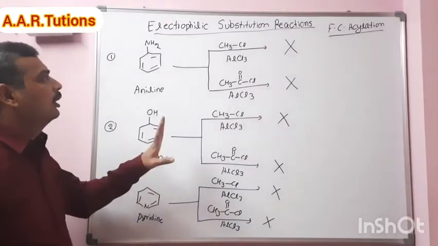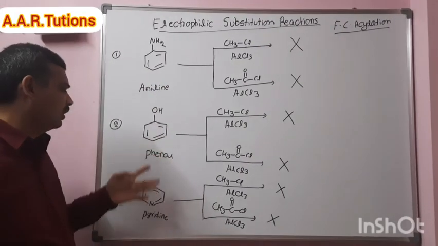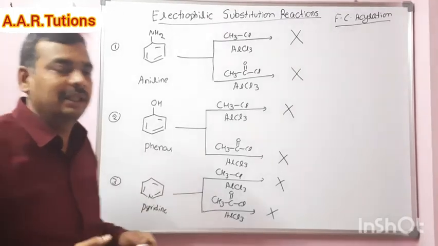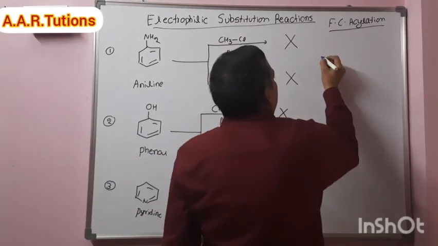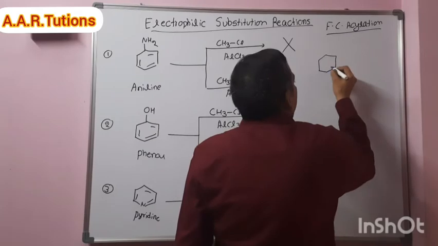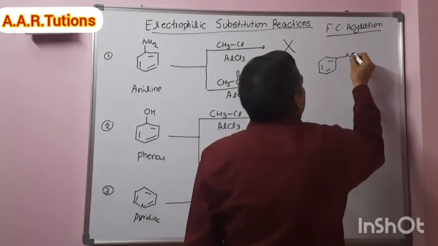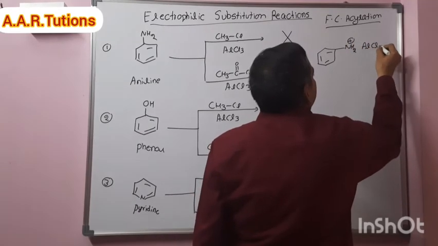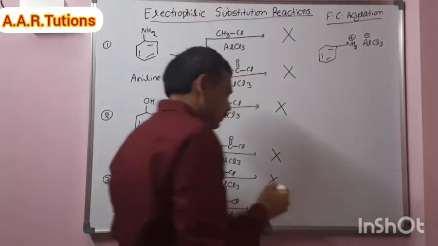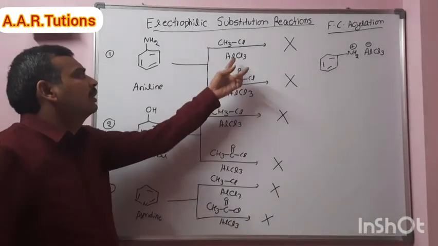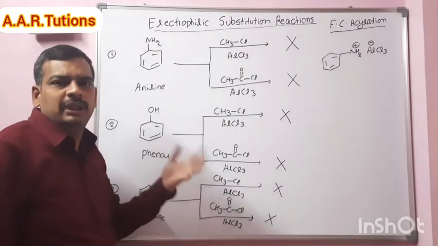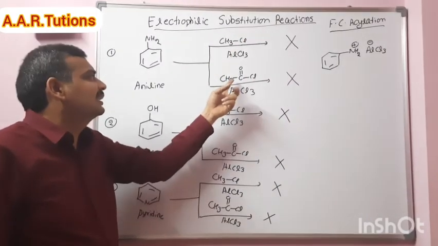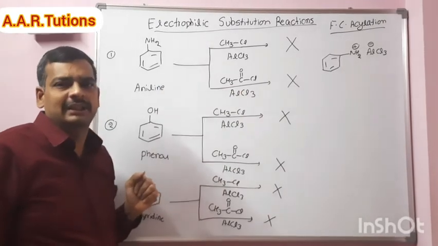There is no product formed when aniline, phenol, or pyridine undergoes Friedel-Crafts alkylation or acylation. The reason is that aniline readily forms an acid-base complex with the Lewis acid. We are adding AlCl3 to generate either a carbocation in Friedel-Crafts alkylation or an acylium ion in Friedel-Crafts acylation, right?